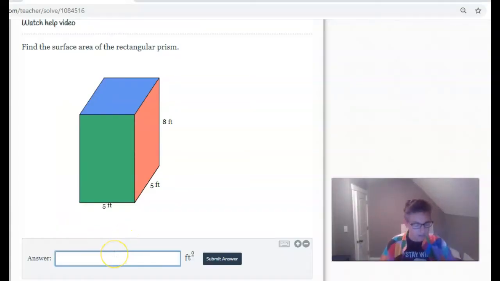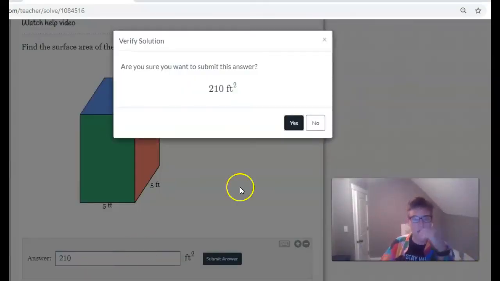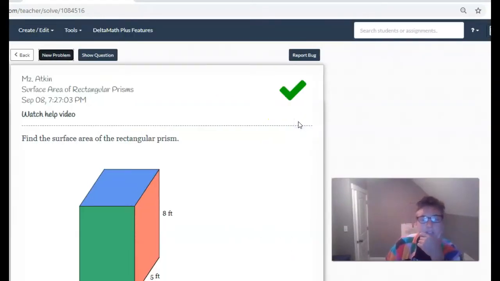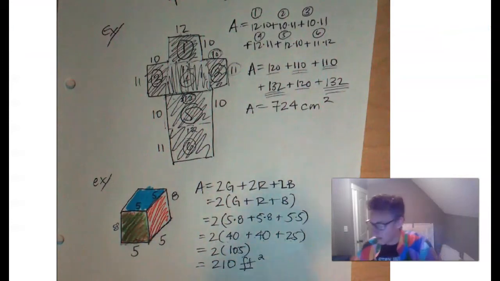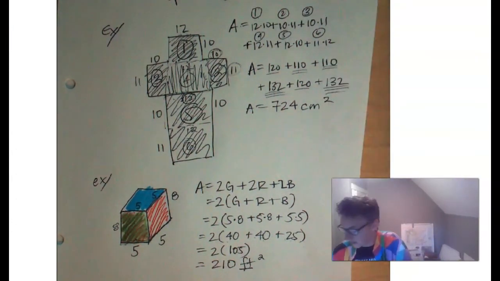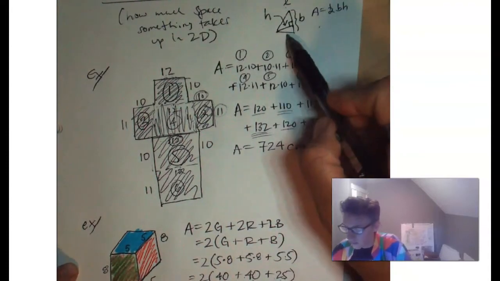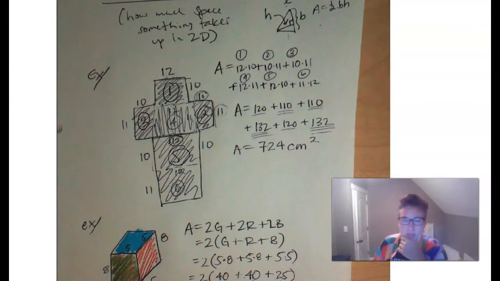Oh, we were right. It was feet. 210. Are you sure? Yes, I'm sure. Correct. Delta Math is sure too. So far this isn't bad. We're just breaking things down into rectangles and adding up the areas of rectangles. We haven't had to deal with anything with a triangle yet. I wonder if that's coming up.